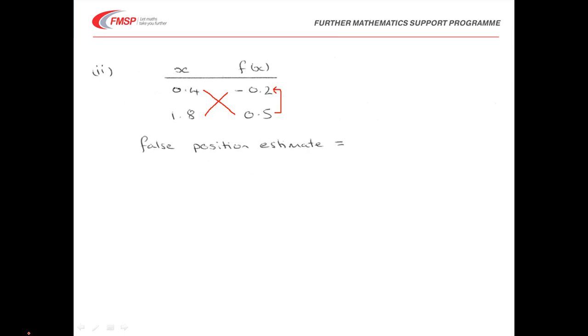So my false position estimate is 0.4 times 0.5, take away 1.8 times negative 0.2. That's a lead diagonal, take away the other diagonal. A bit like finding the determinant of a matrix. And then I do the second y, take away the first y. So 0.5 take away negative 0.2. And it's important you get all the signs in there so you get the right things, because on the top you're actually going to have an addition and on the bottom you're going to have an addition. So when I do that, I get 0.8 for my false position estimate.